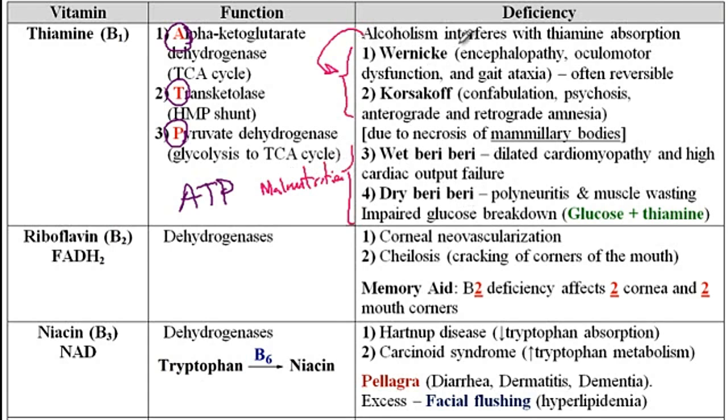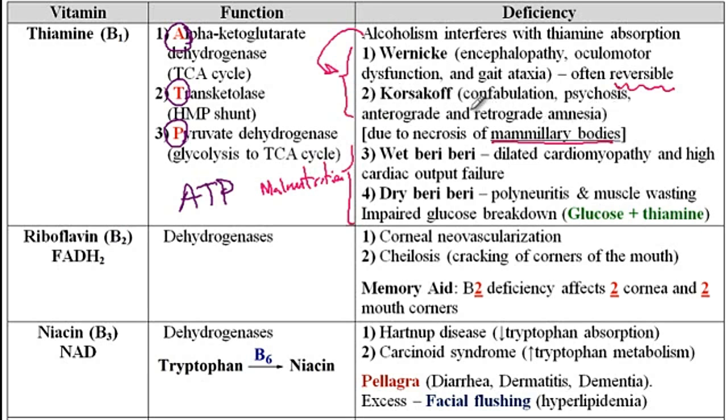So first, starting with the alcoholism, which inhibits the absorption of thiamine, as a consequence of which it can cause damage to the mammillary bodies. And so symptoms of Wernicke, which is often reversible, include encephalopathy, oculomotor dysfunction, as well as gait ataxia. And then if the symptoms are not reversed and thiamine with glucose are not infused in these patients, then it can progress into the Korsakoff, which is irreversible.